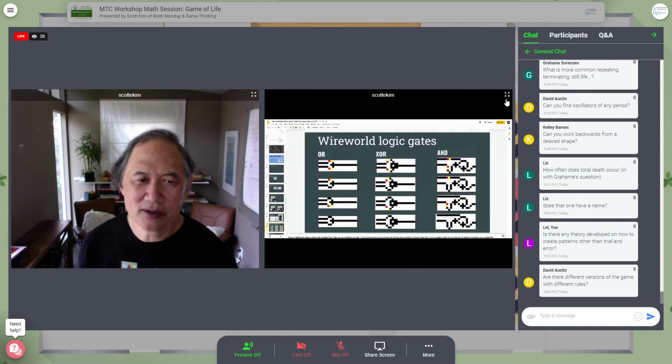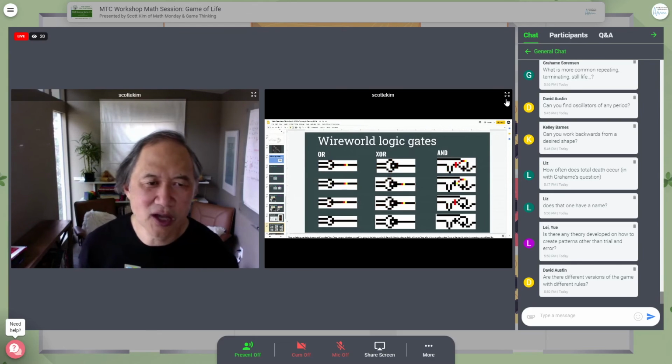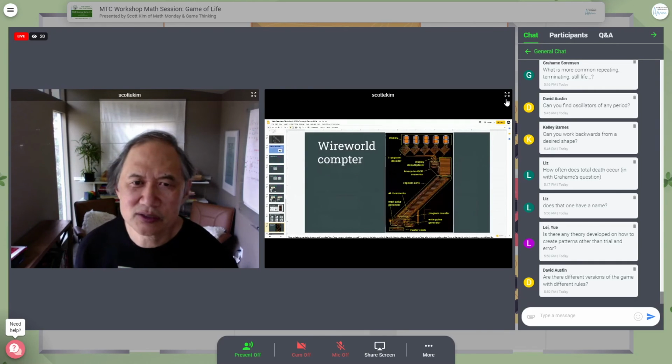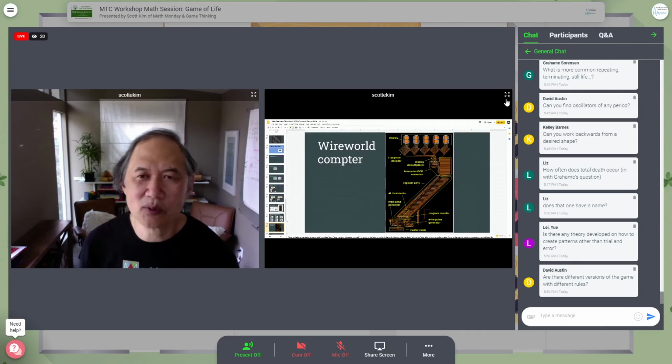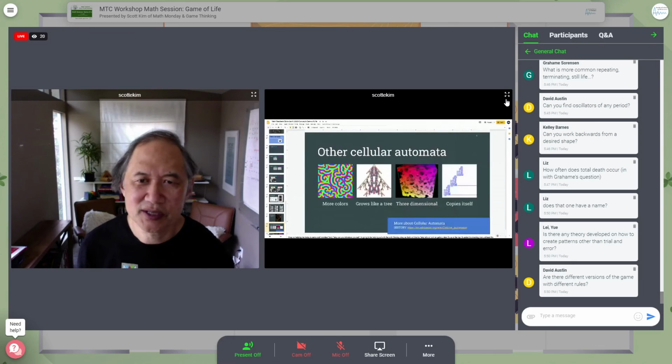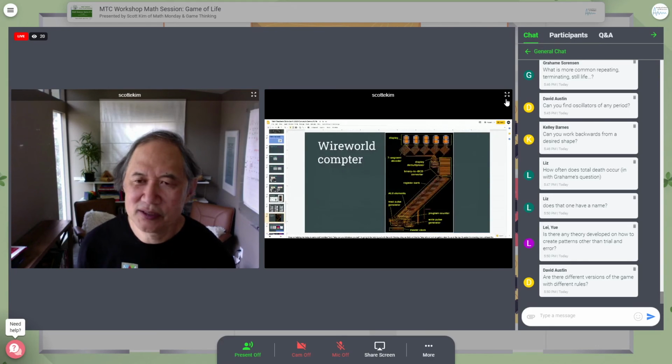And you can create logic gates using these rules. Here's an OR gate, an XOR gate, and an AND gate, all the logical operations. And these are the building blocks of building a computer. Here's a small computer that's built in Wire World. It's got a digital display up at the top that will display numbers. It's got a binary to binary coded decimal converter. Really crazy stuff.